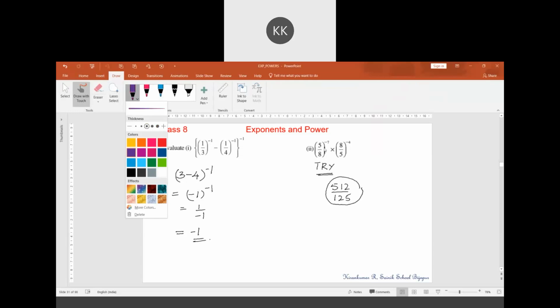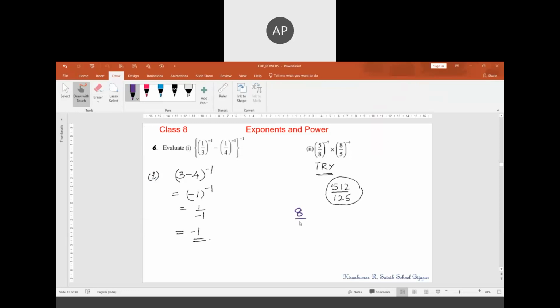8 raised to 7 divided by 5 raised to 7, into 5 raised to 4 divided by 8 raised to 4. So it becomes the reciprocal with a positive power, isn't it? Yes, sir. This is multiplied with 5 by 8 raised to the power positive 4. So it's like 8 to the power 7 divided by 5 to the power 7 multiplied with 5 to the power 4 divided by 8 to the power 4. Don't go for cancelling since it's a question related to exponents and powers.